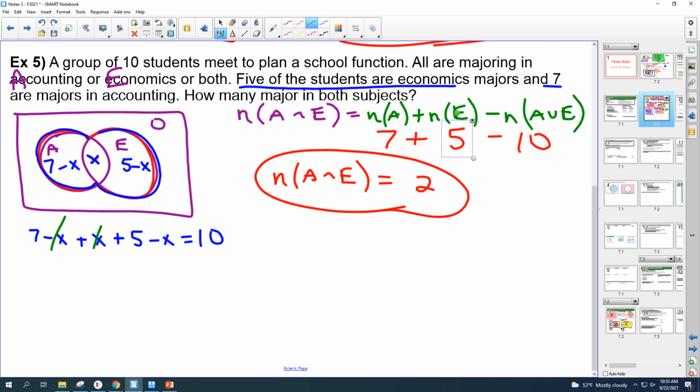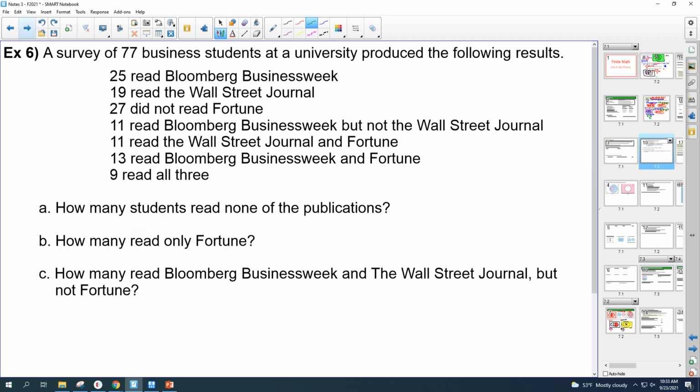And so you can cancel a couple of x's. You can combine your like terms. 12 minus x equals 10. And once we isolate the variable, negative x equals negative 2, x equals 2. That's telling me my x right there is 2. And so I know you don't want to do it that way. And in this case, you don't have to do it that way if you know the union rule. But if you don't know the union rule, then you can still do it this way. Let's move on. Number 6.